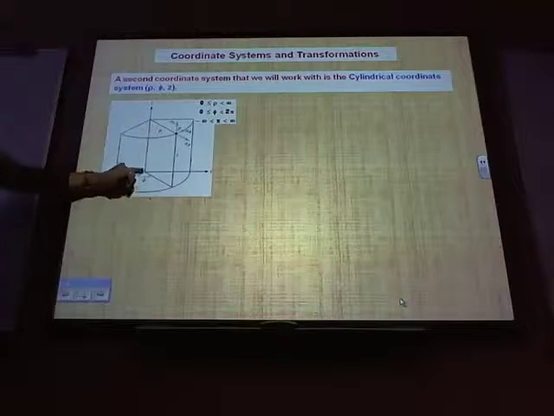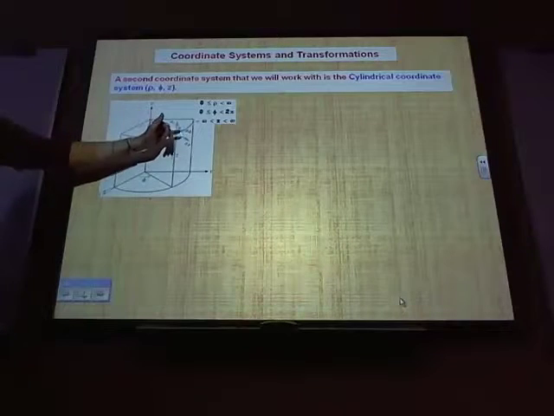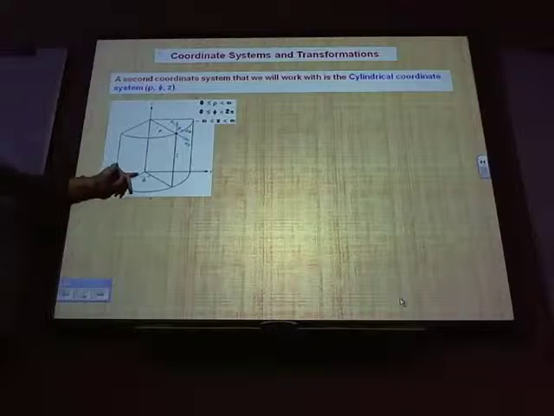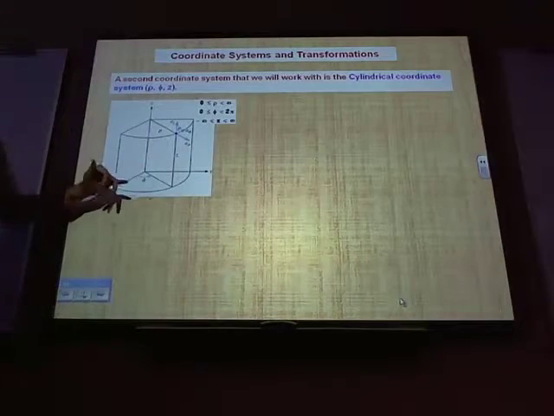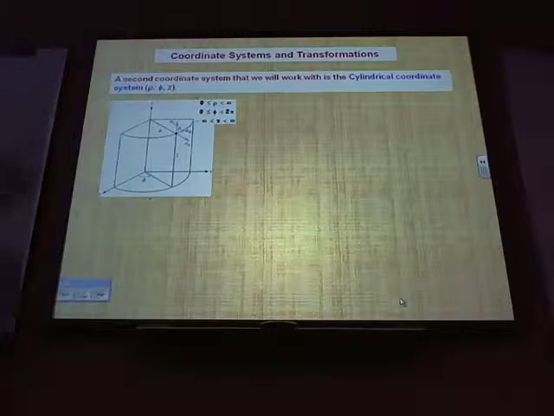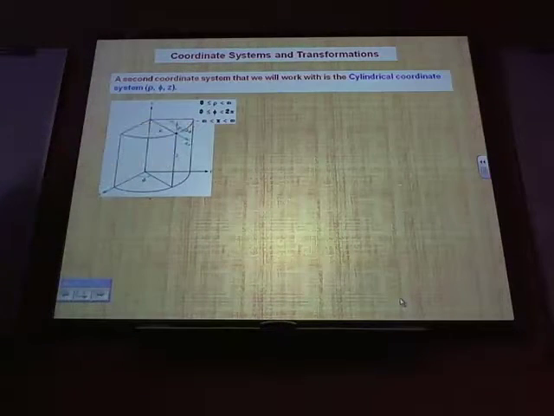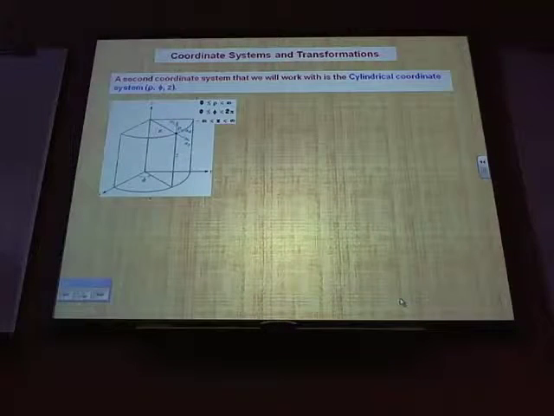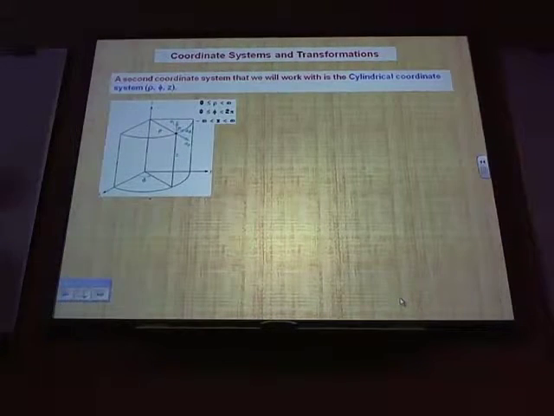Now, so that'll be rho for us. Rho is going to be out, straight out. Phi is going to be measured off the x-axis along here, and it'll be measured towards the y-axis. Phi can vary from 0 to 2 pi. Z can vary from minus infinity to plus infinity, and of course rho goes out from 0 to infinity.